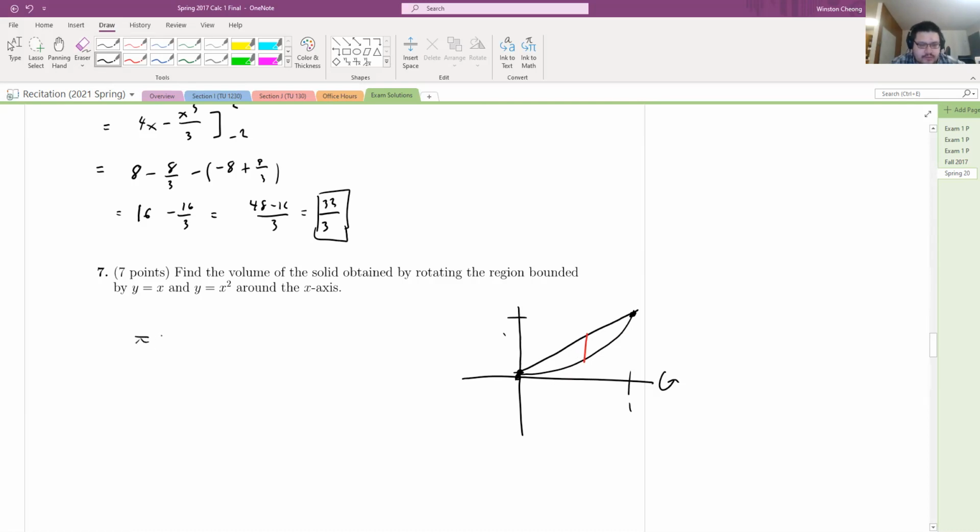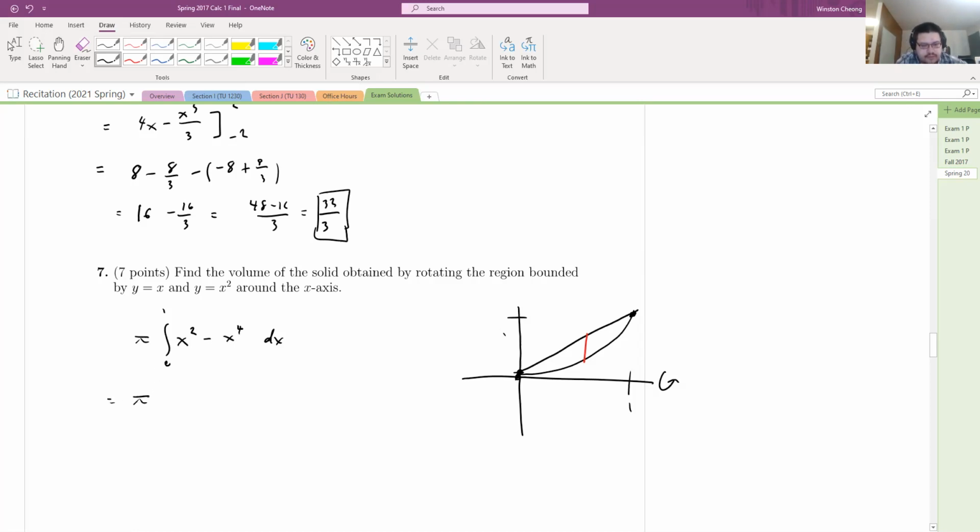So you've got a pi on the outside, you integrate from 0 to 1 dx, and you have big radius squared minus small radius squared. You should have those kinds of formulas for volumes of revolution. It's a good idea to have them memorized. So big radius is the x function, so we square that. And small radius is the x squared function, so we end up squaring that, which is going to bring it to the 4th power. So this is the integral that will calculate our answer.